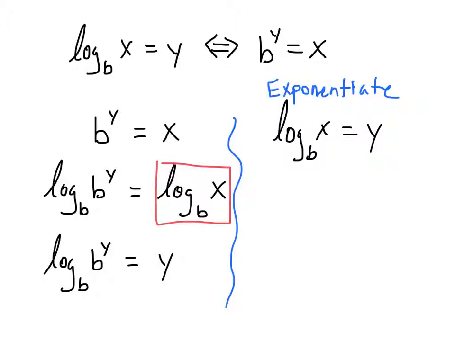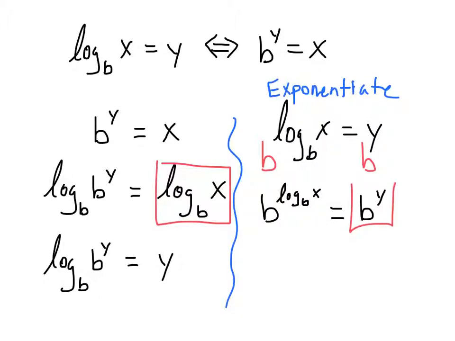You always want to use the base of your logarithm. So my base of my logarithm is b. So I'm going to say b raised to the log base b of x power equals b raised to the y power. So rewriting that, b raised to the log base b of x equals b raised to the y power. I have now exponentiated both sides. And real quick here, what does b raised to the y power equal? B raised to the y power equals x. So b raised to the log base b of x power is simply x.